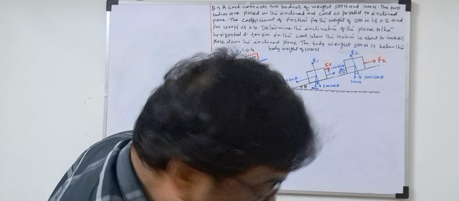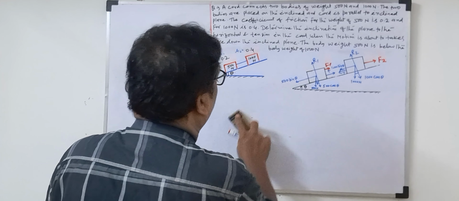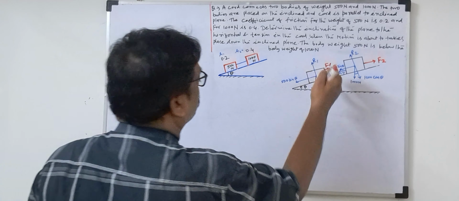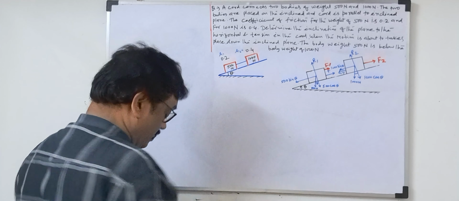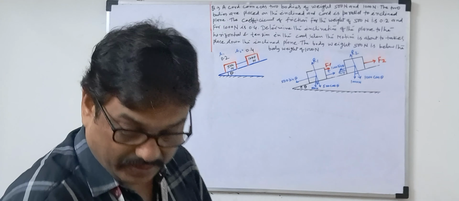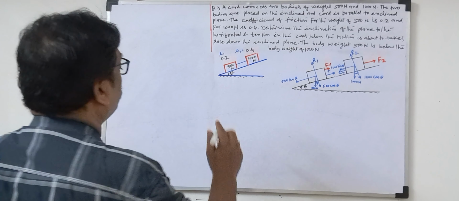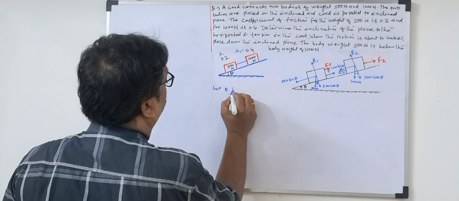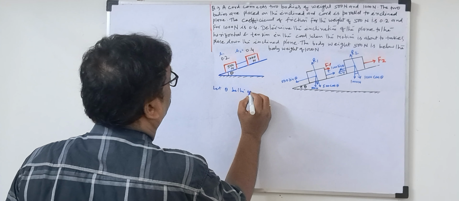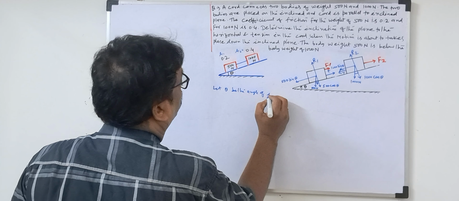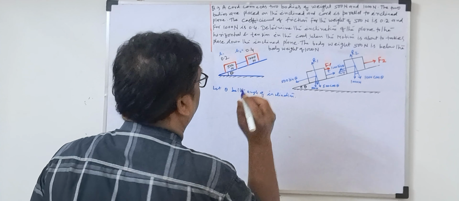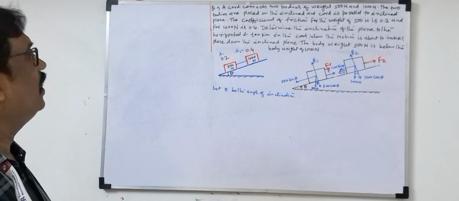Now what do we have to do? We'll apply the two equilibrium equations and we'll get the answer. That's all. Solve it. So first consider the first block, the 500 Newton block. Let theta be the angle of inclination, which we have to find.